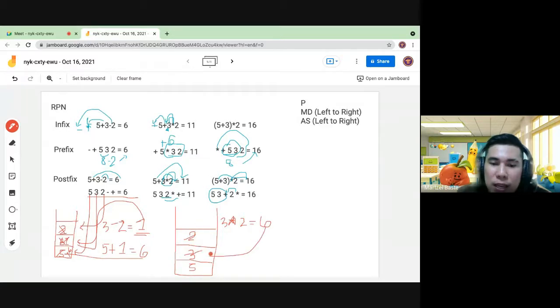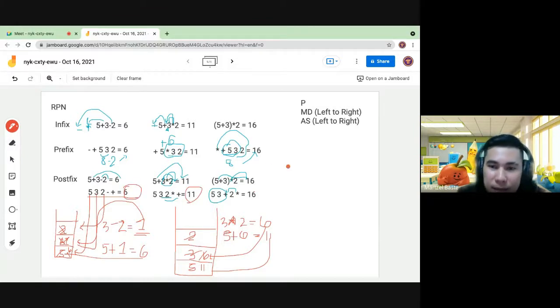Ibalik nimo si 6. Okay? And then after that, the next operator that is read is addition. So, i-pop si 6 ug si 5, making it 11. Okay, so ma-remove si 5 ug si 6, ipuli na si 11. So, mao na ni ang evaluated value. So, 11.